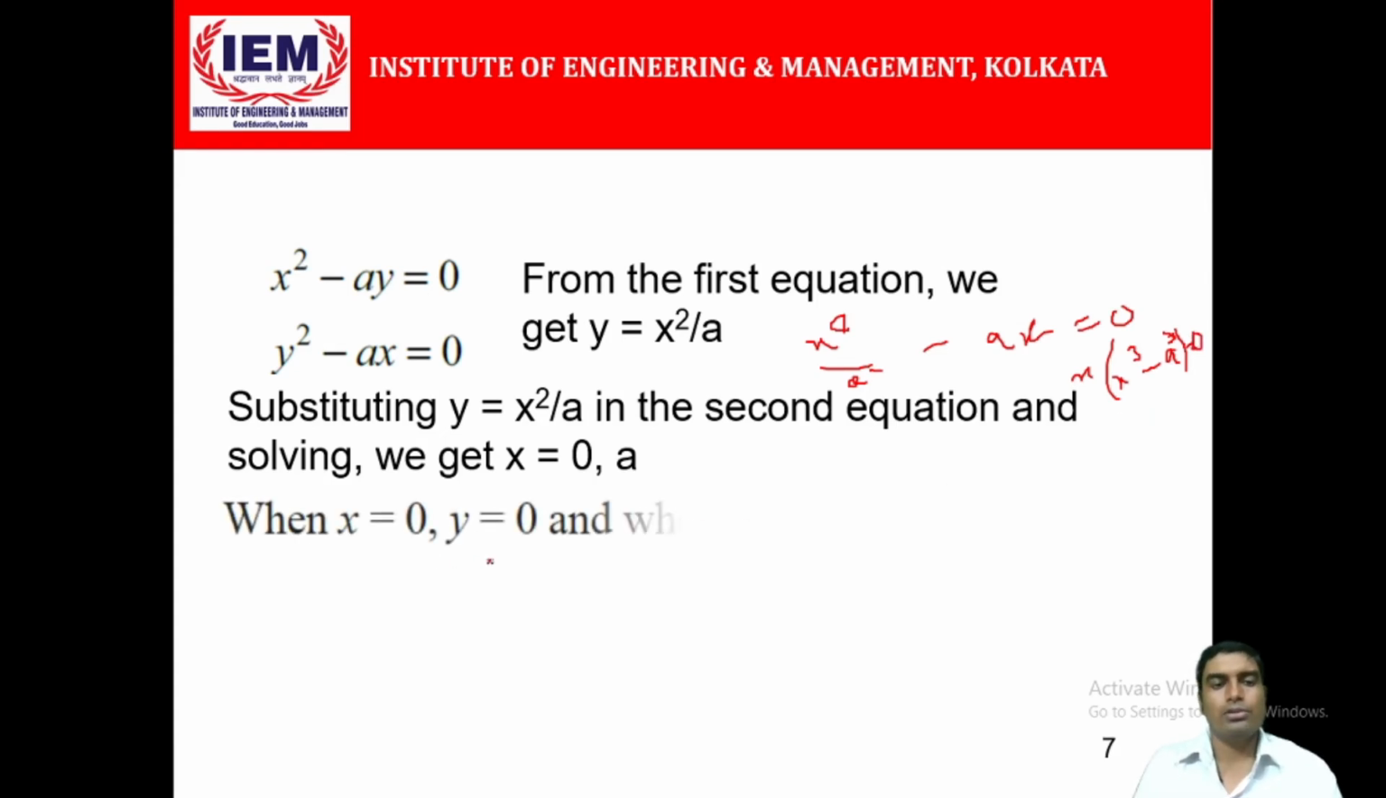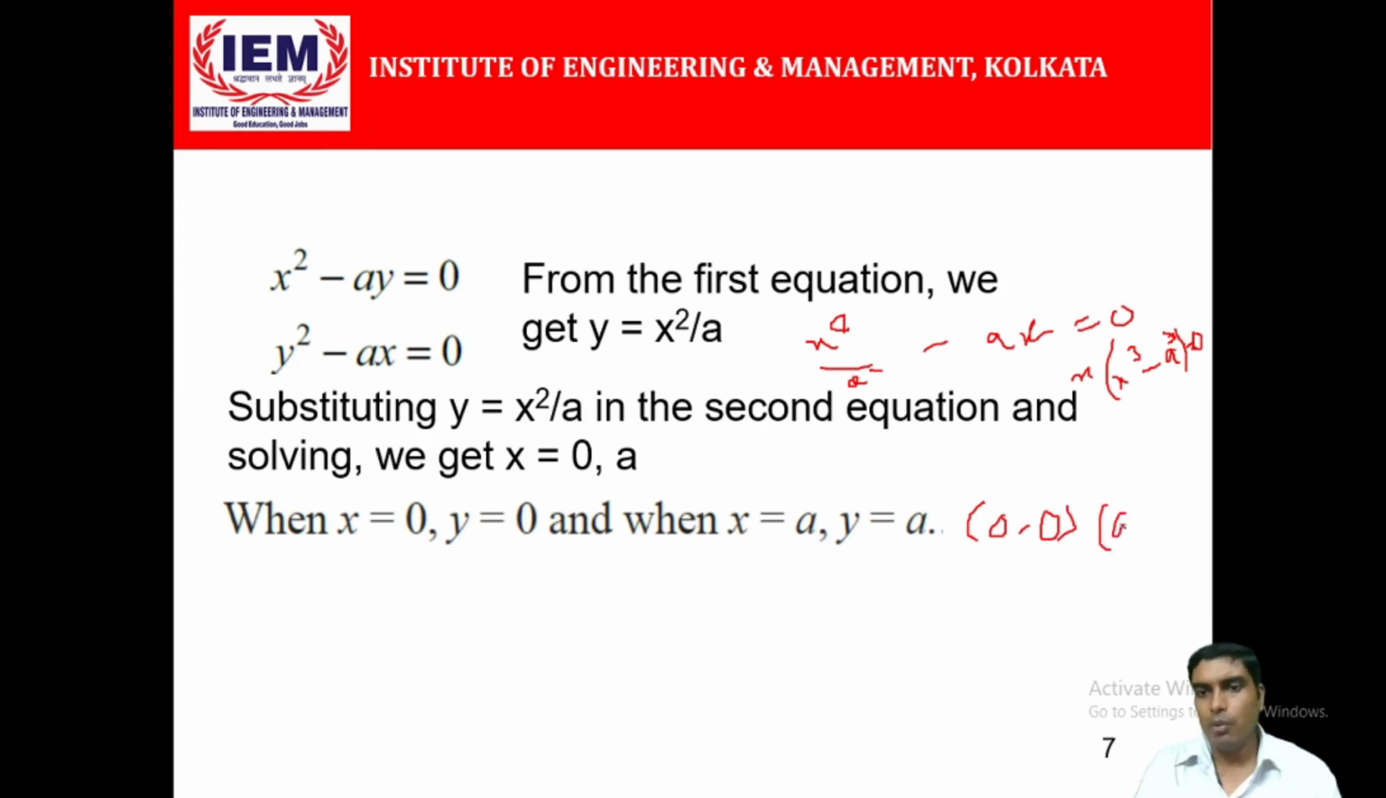Now for x equal to 0, I will get y equal to 0, right? From the first equation, if I put x equal to 0, y equal to 0, and if I put x equal to a here, then a will be cancelled out, y will be a. So we have these two stationary points, (0, 0) and (a, a).